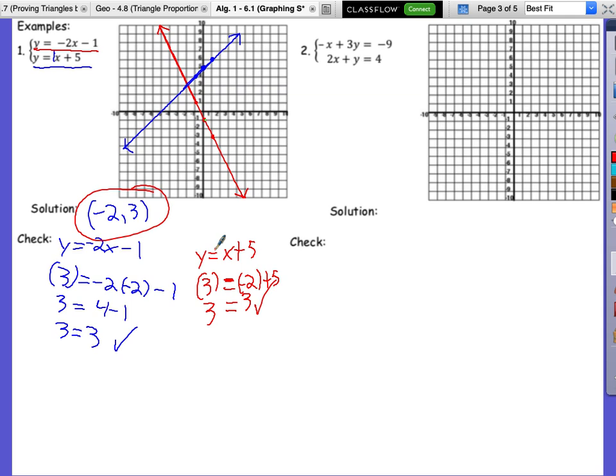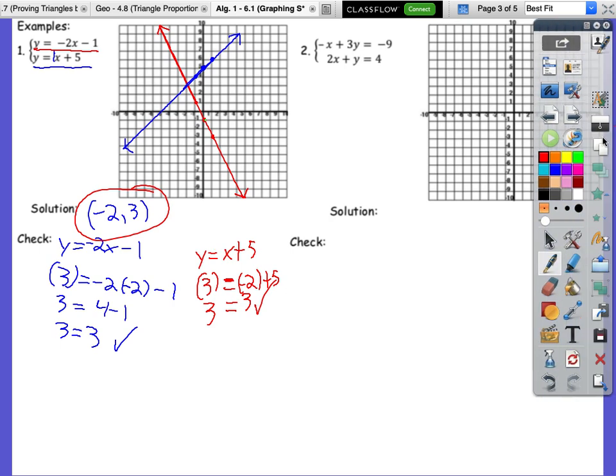Questions on this first one? Okay, let's go over the second one a little bit. Let's try the second one a little bit. So, this first line, -x plus 3y is equal to -9.